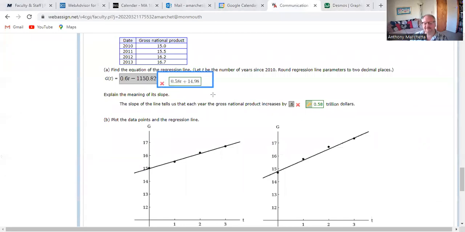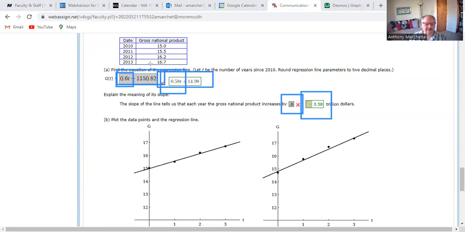0.58 for M and 14.98 for B. Probably because of using the entire year. That's a common mistake. The next thing says explain the meaning of the slope, which you would have had correct. If you wrote this as your formula and you had this as your slope, then that number does belong here. But the correct answer was actually this. So that's what we should have got there.